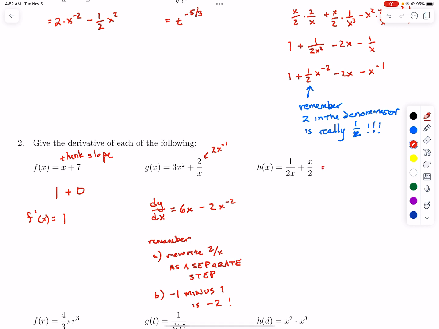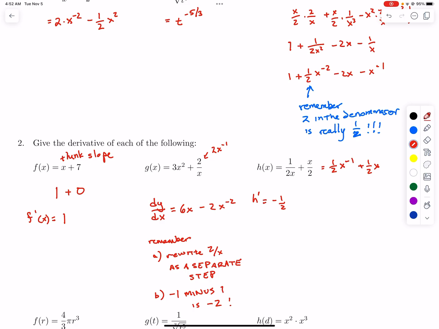So I'm going to rewrite this first. My suggestion is rewrite it in line with the original. It's not a 2, it's a 1/2. That's another 1/2. Okay, so the derivative is negative 1/2. Let's see, h prime.